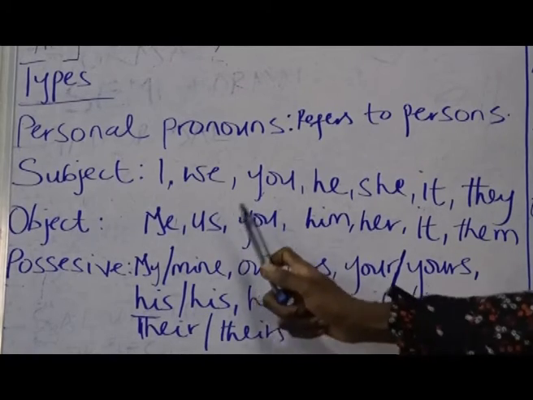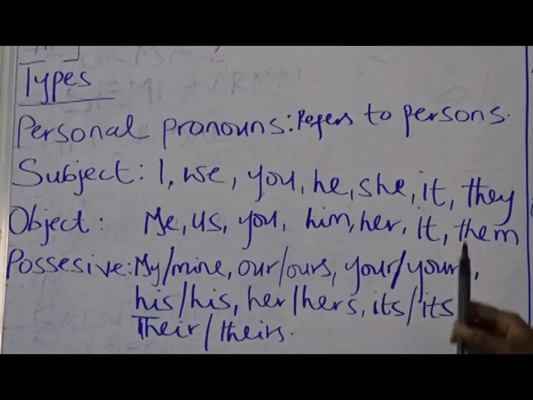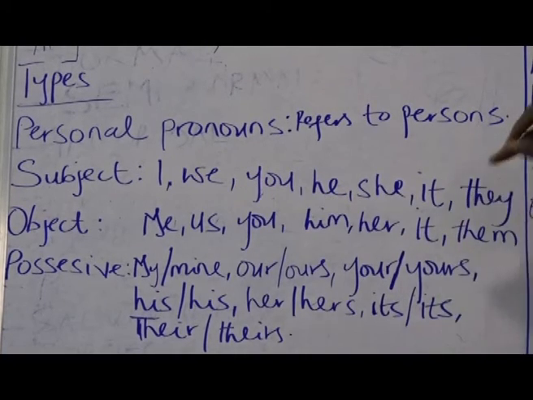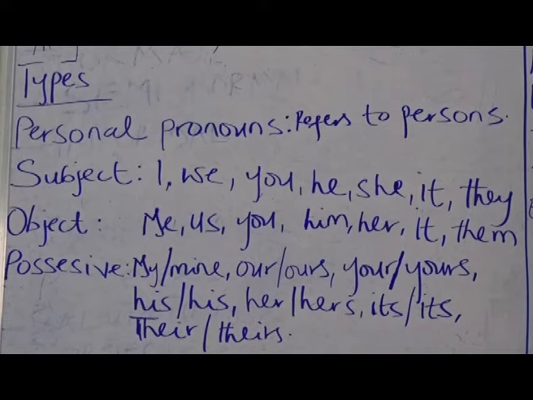Me, us, you, him, her, it, and them. They take the object positions in a sentence. Now, the possessive pronouns. These are pronouns that show possession. They show that you own something.